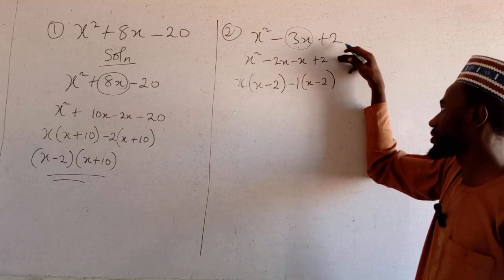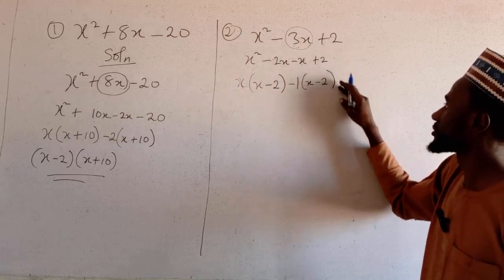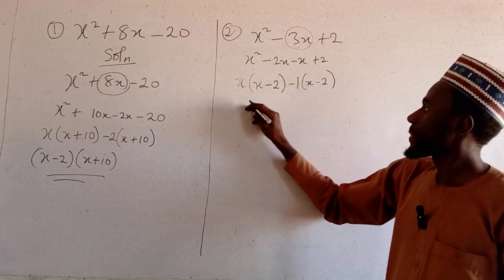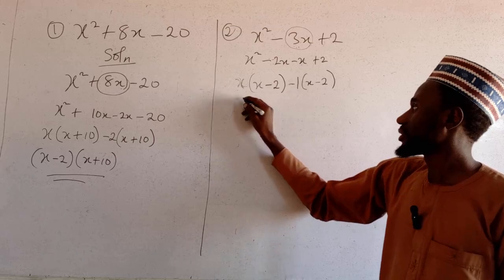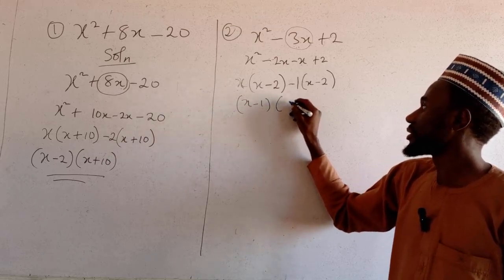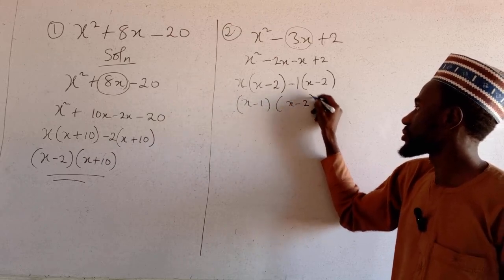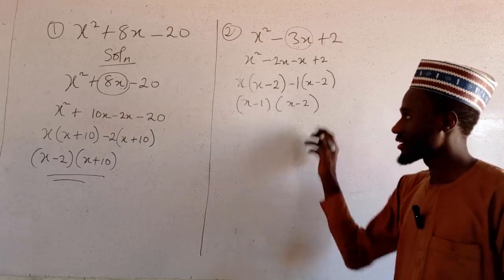you go back to this step. Once you remove the bracket, you go back to this stage. Then, since the two brackets are equal, we are going to take x minus 1 and x minus 2. That is the factor we have here.